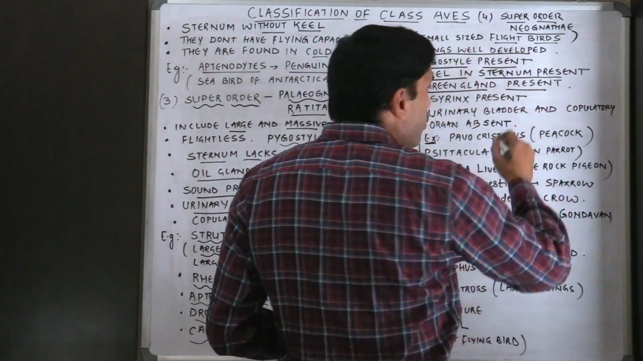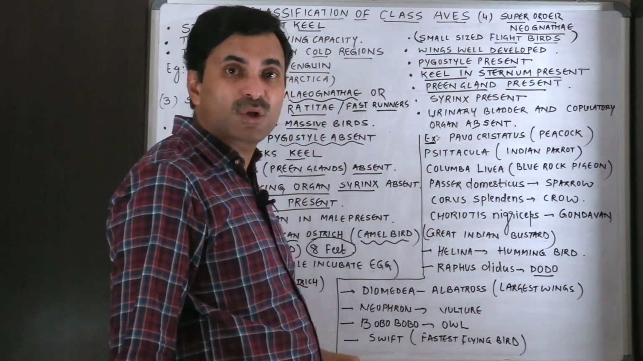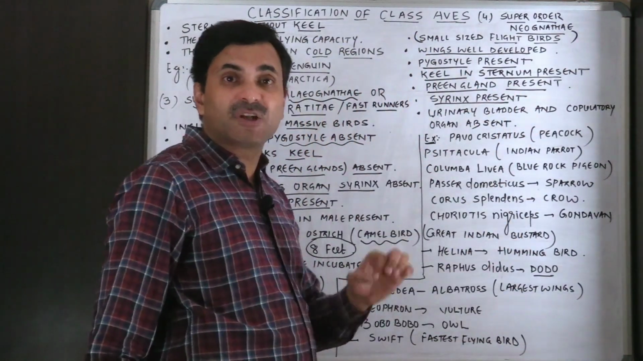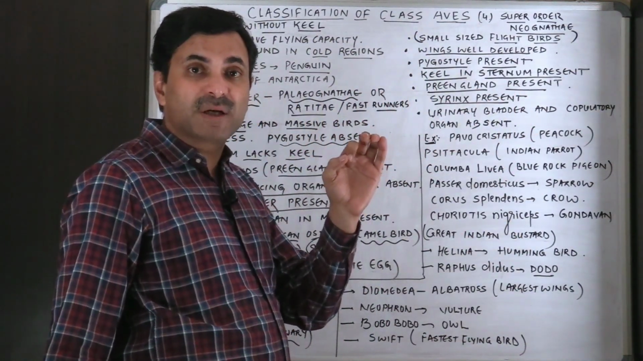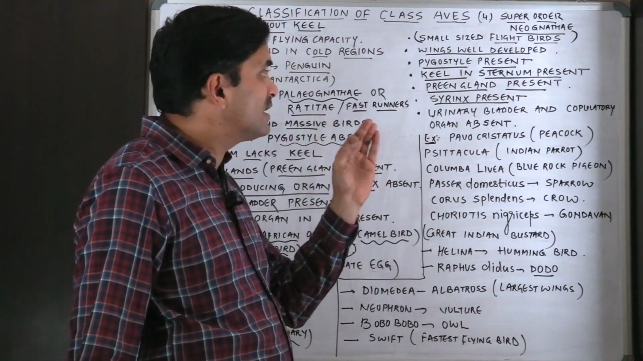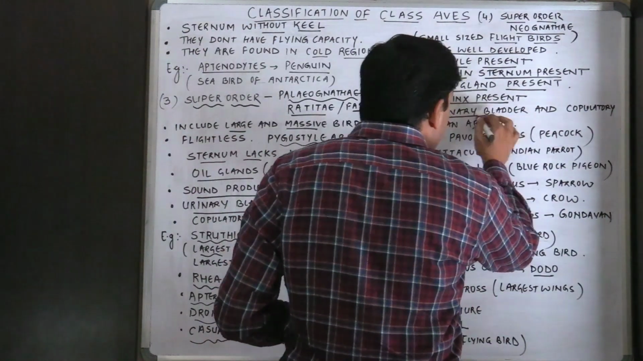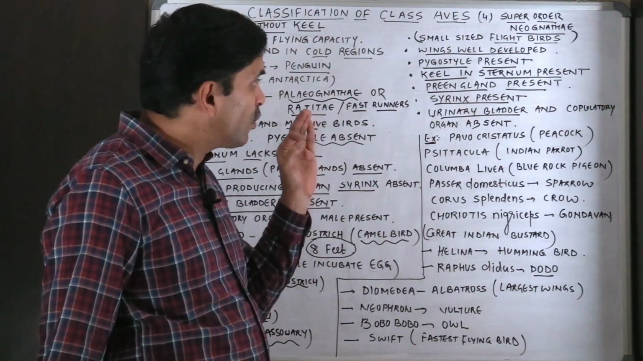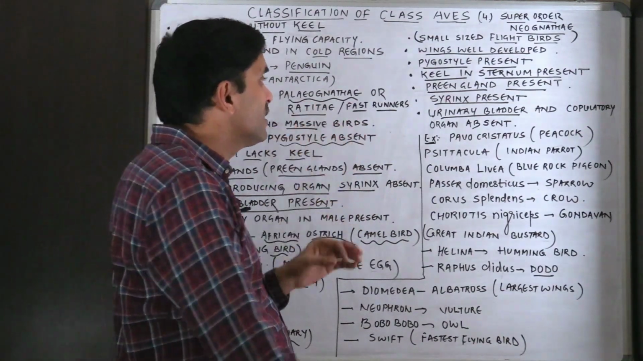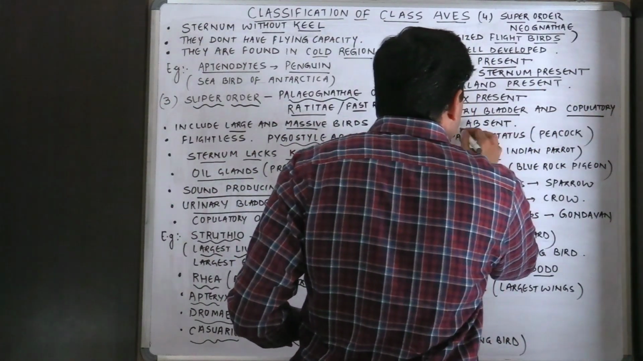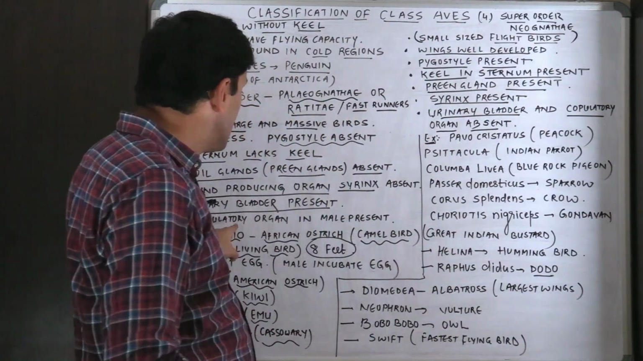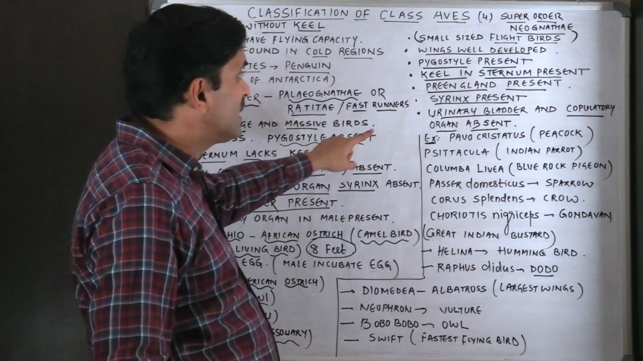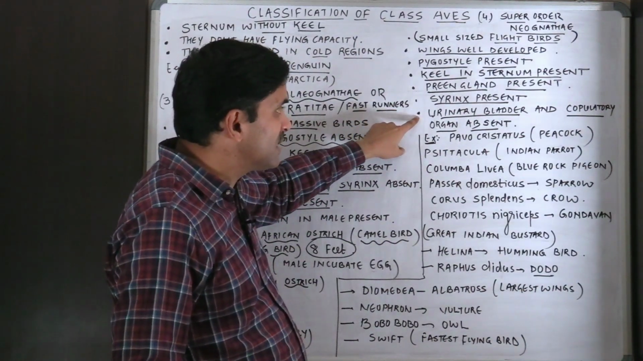Preen glands or oil glands are present. Syrinx is present. With the help of the syrinx, these birds produce different sounds. A urinary bladder is absent because a urinary bladder causes a hurdle in flying. Copulatory organ is totally absent, but in the case of the ostriches, you have seen that the copulatory organ was present. Here the copulatory organ is absent, urinary bladder is absent.